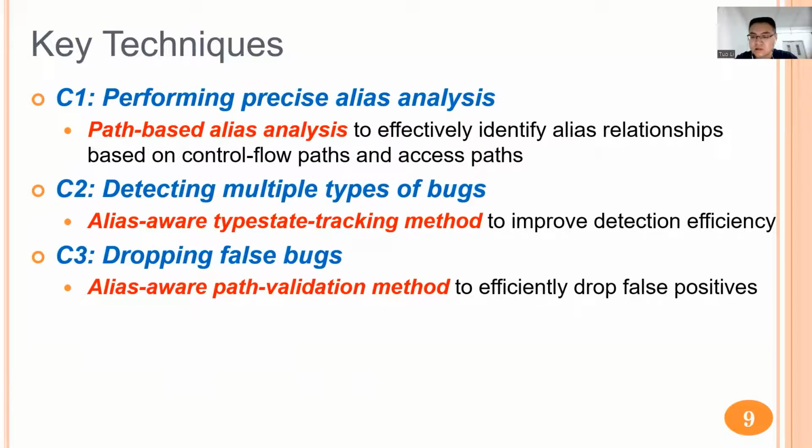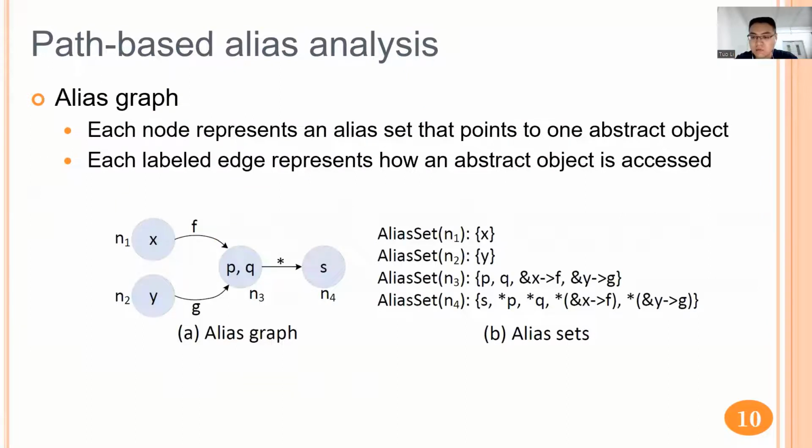To address the above three challenges, we propose three key techniques. A path-based alias analysis will effectively identify alias relationships based on control flow paths and access paths. An alias-aware typestate tracking method to detect multiple types of bugs, and an alias-aware path validation method to drop false positives efficiently. We use alias graph to represent alias relationships in our paper.